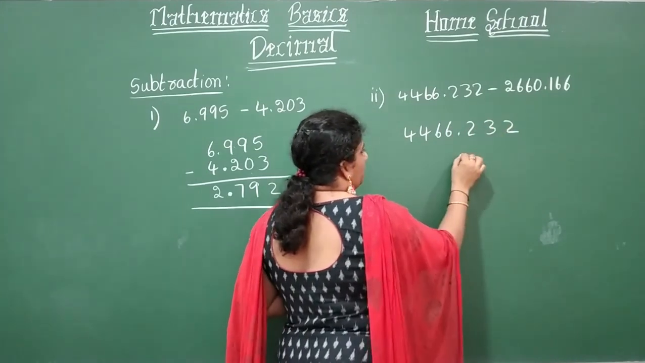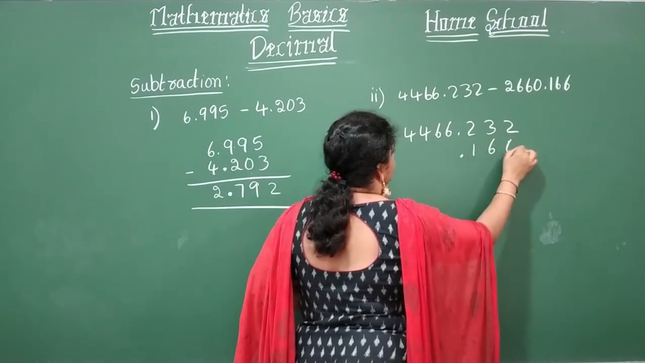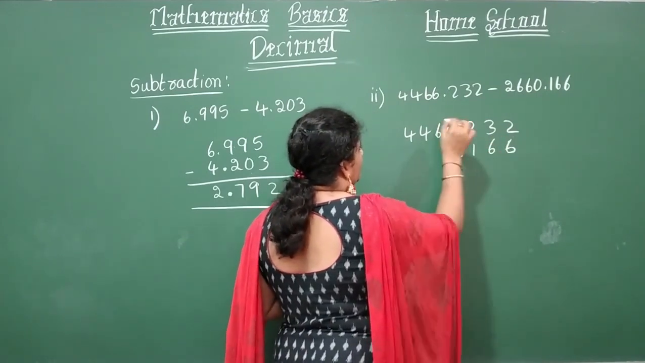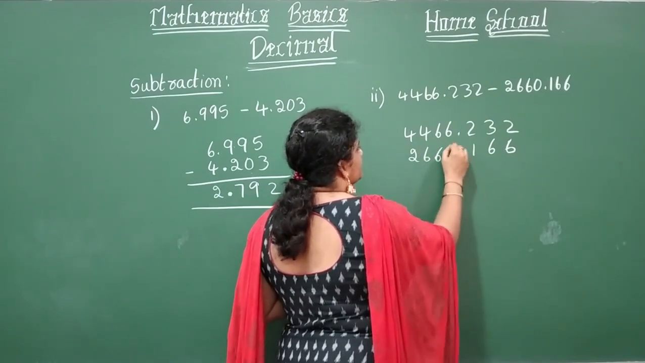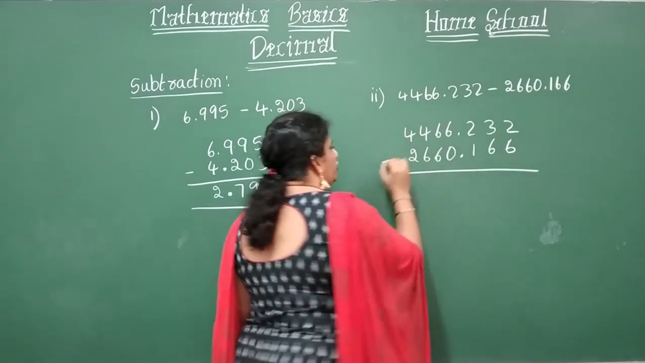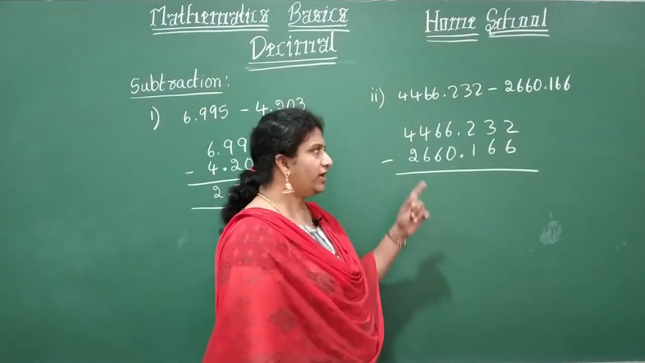4,466.232. Now, manage your point here. And 166. Here it will be 2660. Now, what we need to do, children, here? Subtraction. So, now look here.